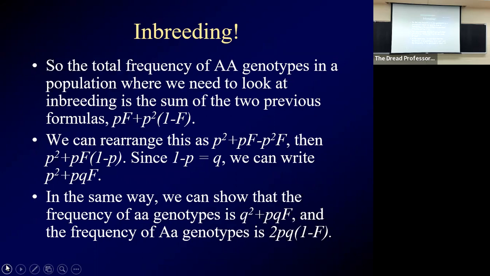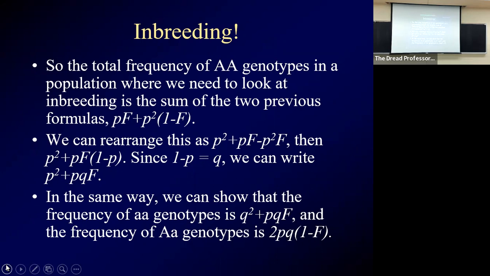We can do some rearranging of all of this, and in the interest of time, I'm not going to work through all of this in terrible detail. This is me deriving what's going to be a fairly simple formula. In a population where we're looking at inbreeding, the total frequency of big A homozygote genotypes is the sum of those two previous formulas. It's PF plus P squared times 1 minus F. And we can rearrange that to P squared plus PQF.